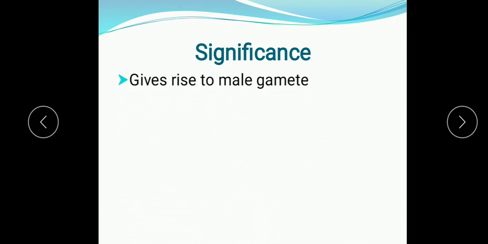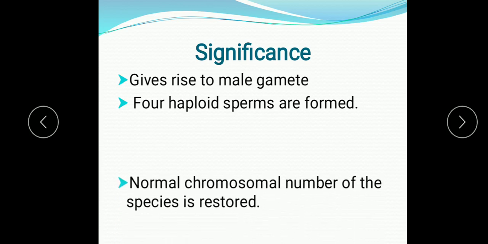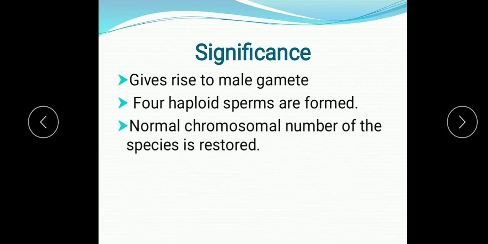What is the significance, that is, the importance? It gives rise to the male gamete, the formation of male gametes, which are essential for fertilization. From one spermatogonium, 4 sperms are formed, and spermatogenesis reduces the number of chromosomes to half of the number in spermatogonia. So during fertilization, the normal chromosome number of the species is restored, as haploid cells, haploid sperms, are formed.